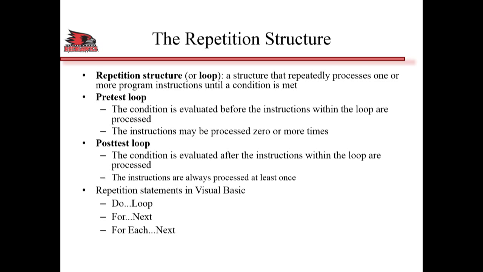Now these loops can be of two types. They can be pre-test loops or post-test loops. In a pre-test loop, the lines of code to be executed are only executed if the condition is met. So the condition is evaluated before the instructions within the loop are processed. If the condition is not met, then the instructions are not even processed a single time. If, on the other hand, the condition is met, then it's processed multiple times.